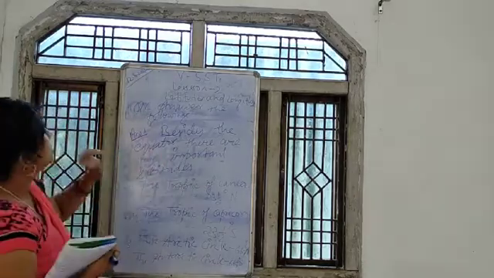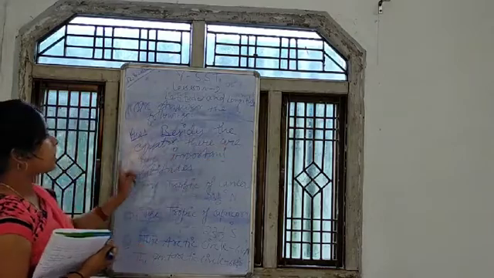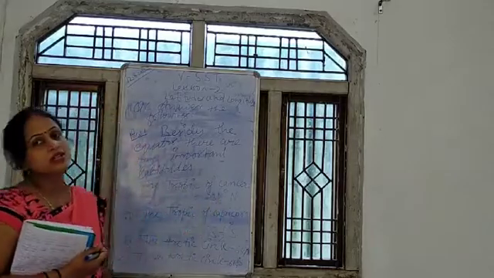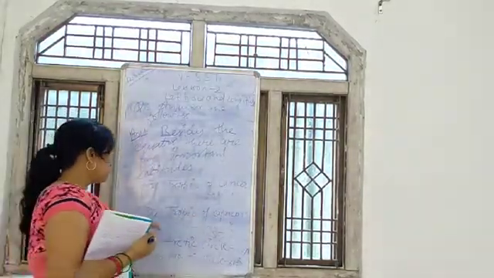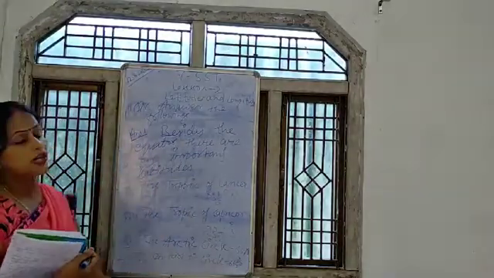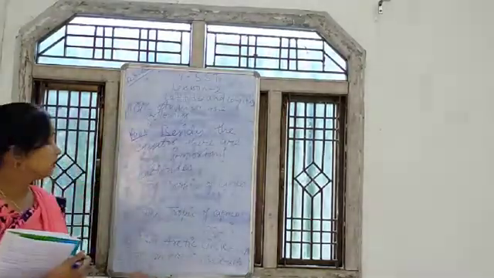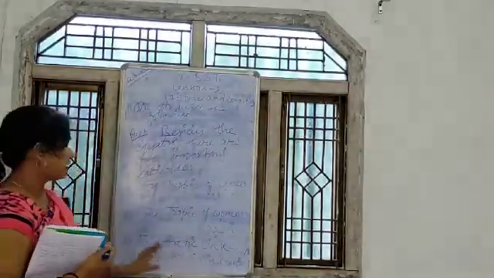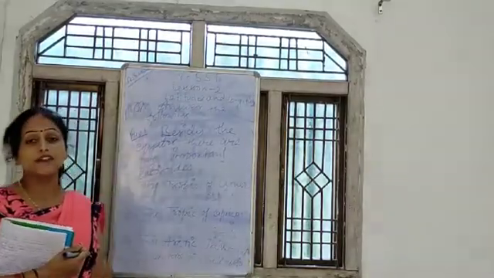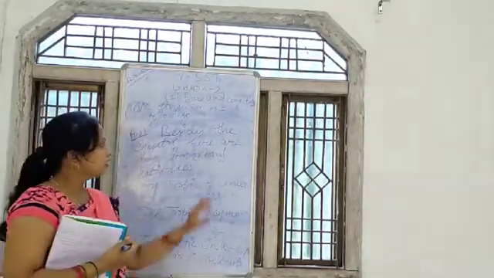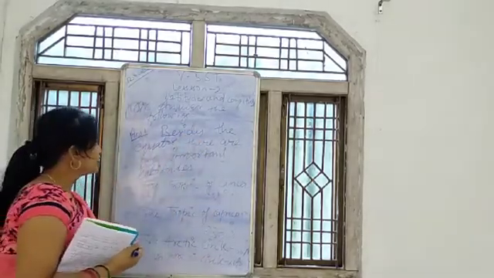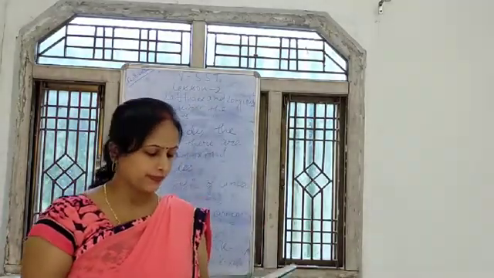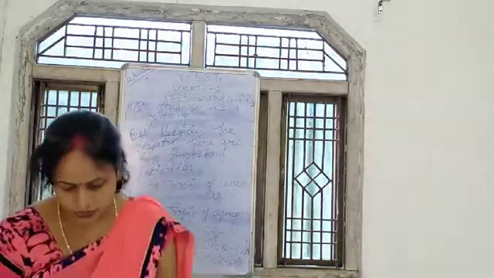Again you repeat. Besides the equator there are 4 important latitudes: the Tropic of Cancer, 23.5 degree north; the Tropic of Capricorn, 23.5 degree south; the Arctic Circle, 66.5 degree north; and the Antarctic Circle, 66.5 degree south. These are the important latitudes. Now the next question.